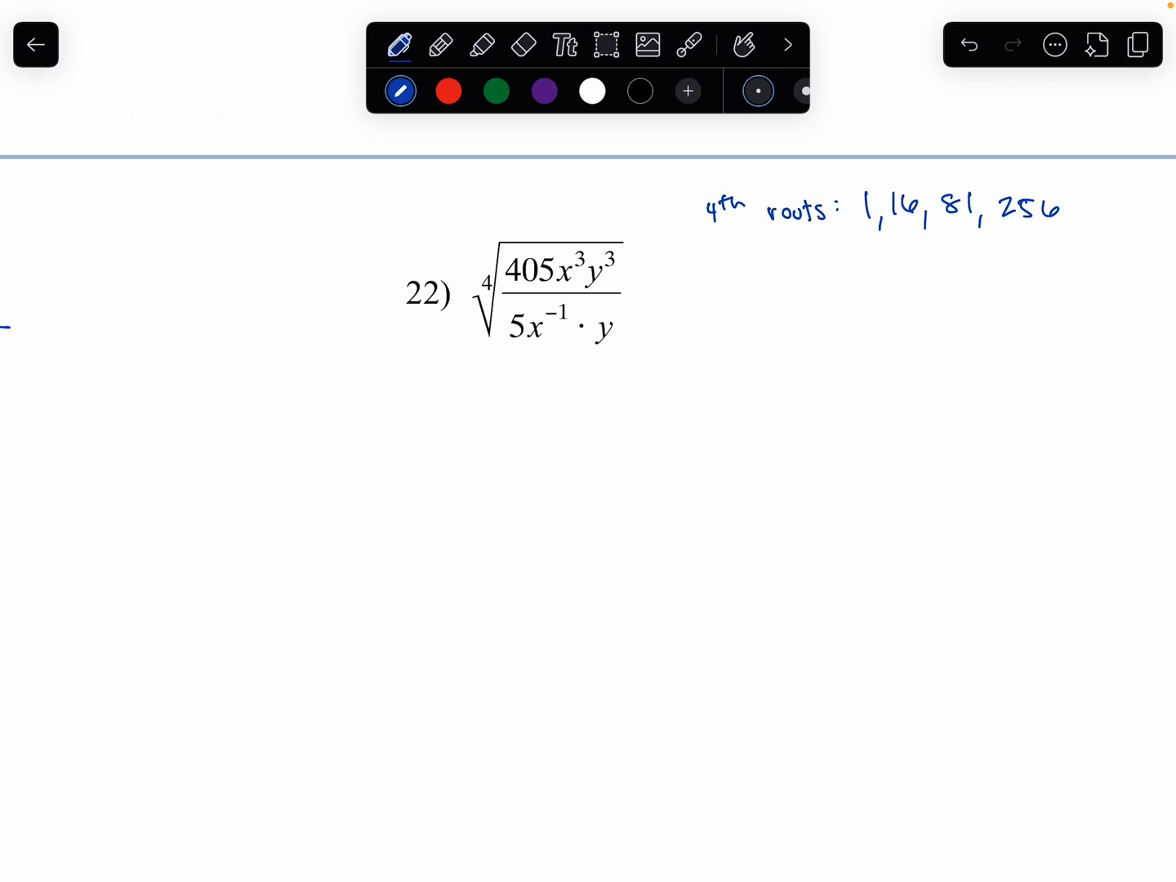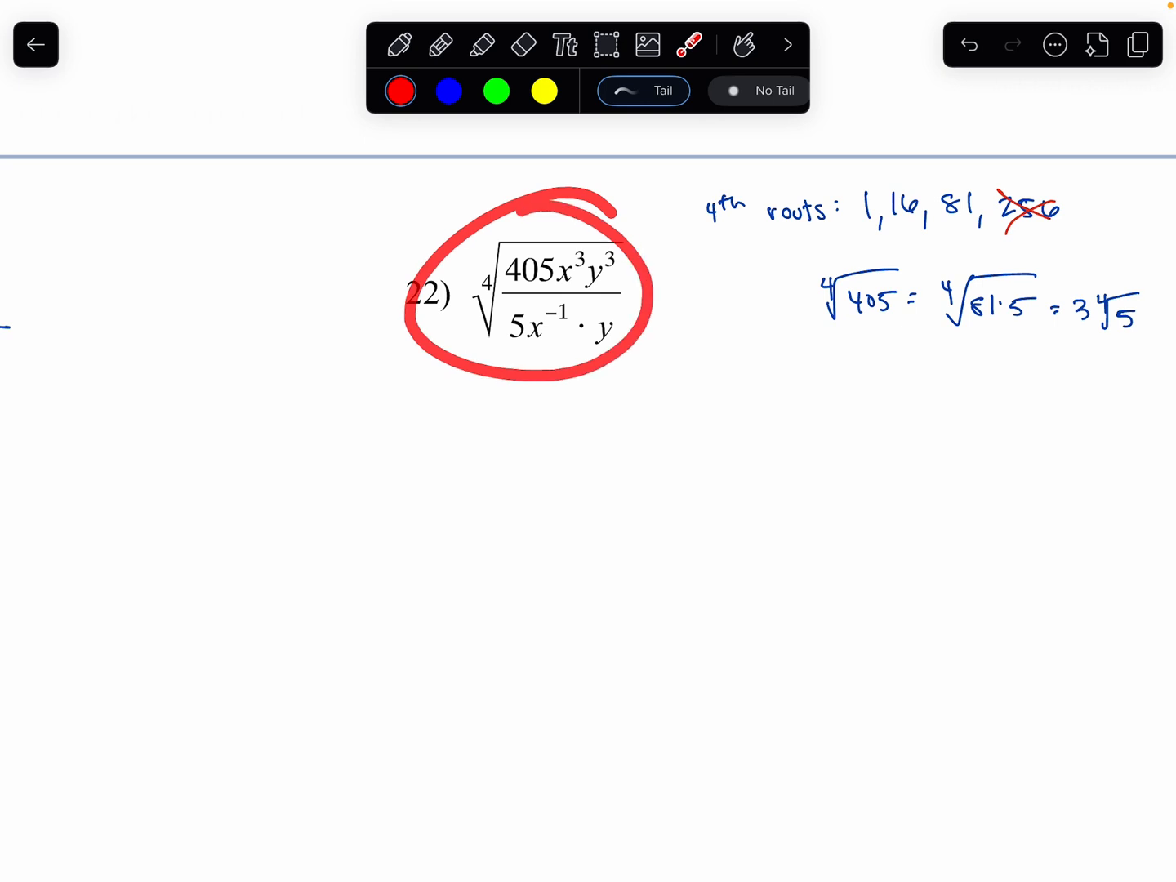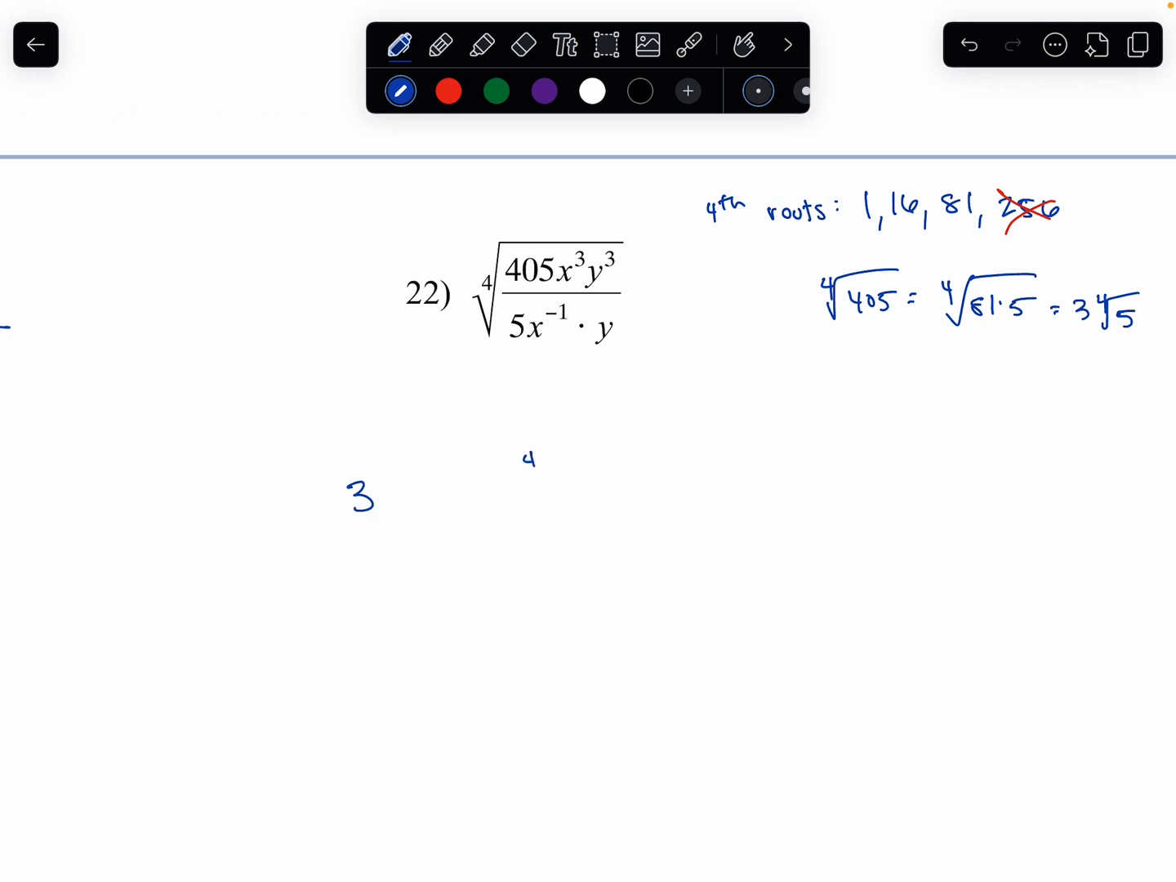So 405, is it divisible by 256? It is not. Okay, then 405, we'll divide that by 81, and that's 5. So the fourth root of 405 is equal to the fourth root of 81 times 5, and the fourth root of 81 is 3, so that's 3 fourth root of 5. So when I simplify this expression, I can bring out a 3, so I'm going to have 3 on the outside of my radical, but in my fourth root, I still have a 5 left over on the numerator. Okay, and then go through the numerator here.